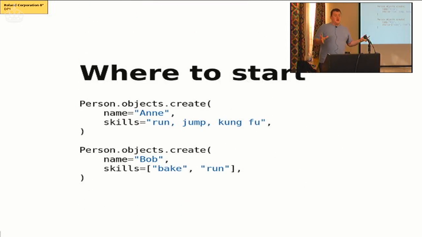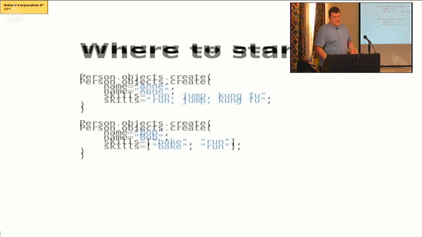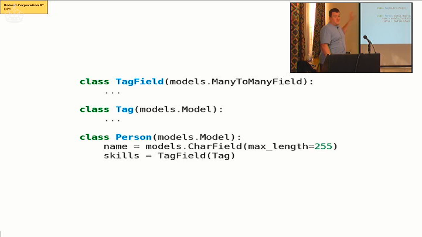So, where to start? I wanted to be able to set categories by using either a list of tags, a list of strings, or a comma-separated string. So, to be able to process all of those, I was going to need a custom field. That's the obvious place to start. I also want it to be a many-to-many relationship, so it makes sense to subclass the many-to-many field. So there's my tag field.